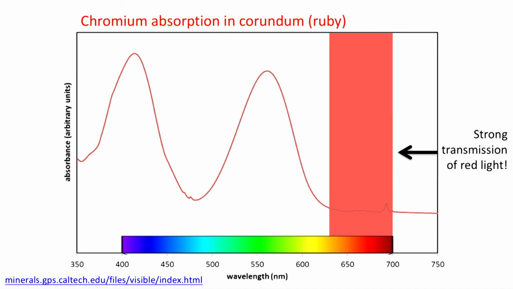So the red color in rubies is caused by the selective absorption of certain wavelengths of light and selective transmission of other wavelengths. To see other examples of this, the link shown here will bring you to the website of Professor George Rossman from Caltech, and his site has much more detailed information about the causes of color in corundum and other minerals, if you're interested.